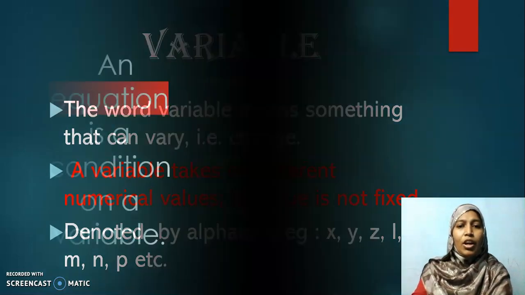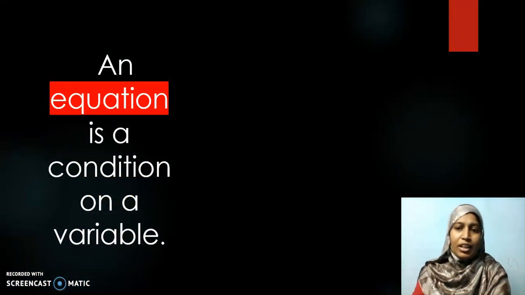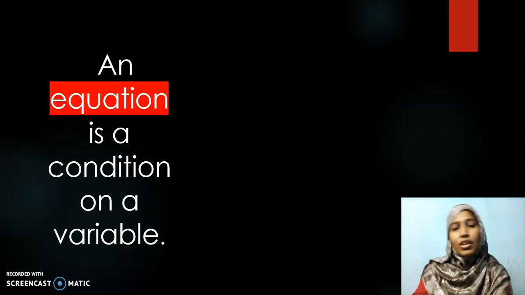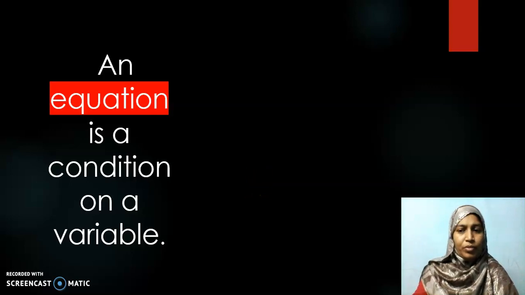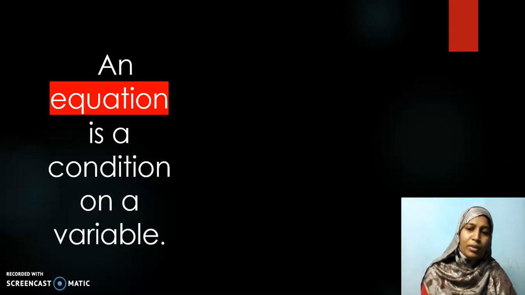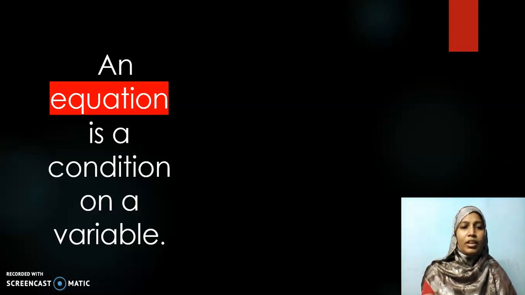Okay, children. Now, what is an equation? Now we are getting into this chapter. Just now we defined what is a variable. It can change. It takes different values. Okay. Here's the definition of equation. An equation is a condition on a variable. If I imply a condition on a variable, then it becomes an equation. How to imply a condition over a variable?